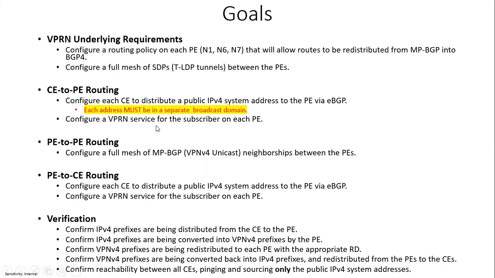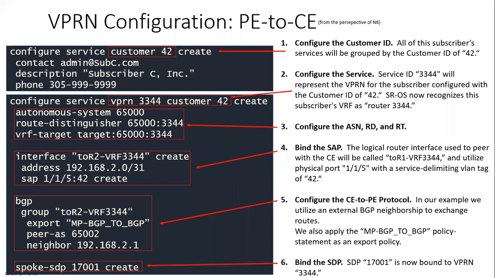So configure a VPRN service for the subscriber on each PE. Let's go ahead and get that out the way. We'll review it. So just to review, what we're going to do is create the customer, then create the service, then configure our AD, RD, RT, and our router ID. Then we're going to configure our interface, bind our SAP to that interface. Then configure the CE to PE protocol, and then bind our SDPs to the service.